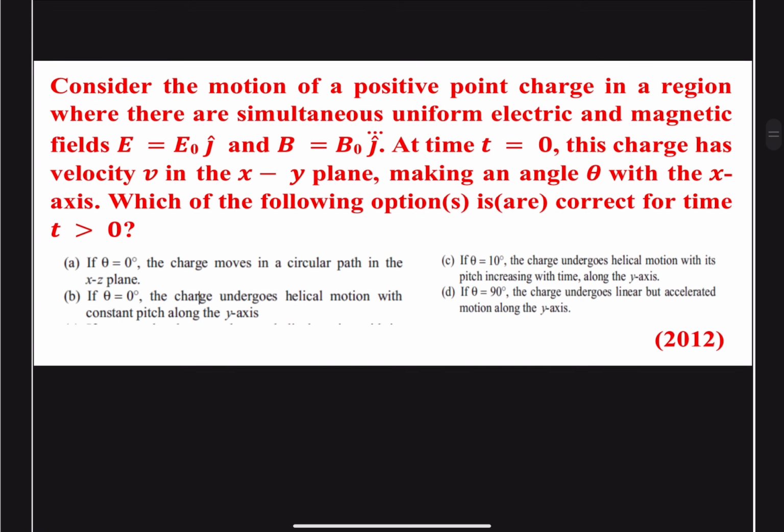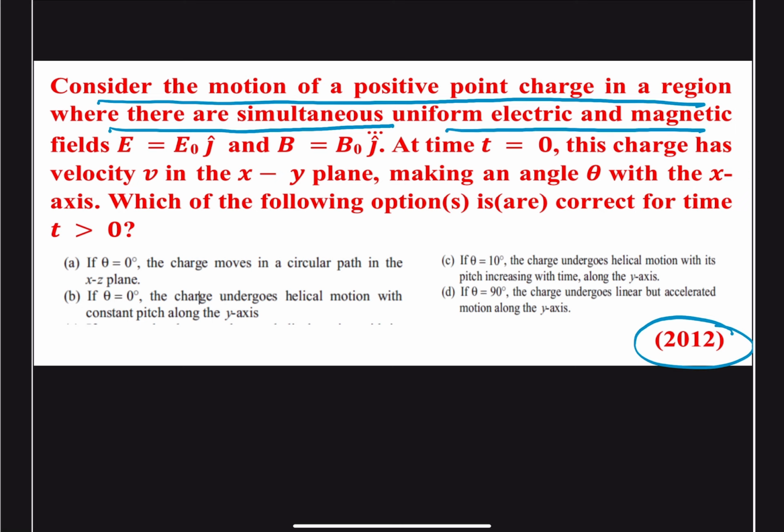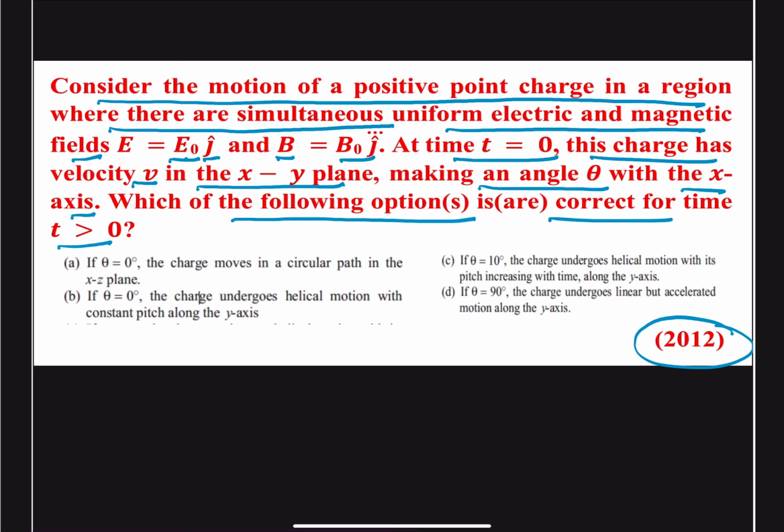Now we come to the next question. It says, consider, it was also asked in 2012, consider motion of a positive point charge in a region where there are a simultaneous uniform electric and magnetic field. Direction of electric and magnetic field is given as E is equal to E naught j unit vector and B is equal to B naught j unit vector. At time t is equal to 0, this charge has a velocity v in the xy plane, making an angle theta with the x-axis. Which of the following options is or are correct at t greater than 0?